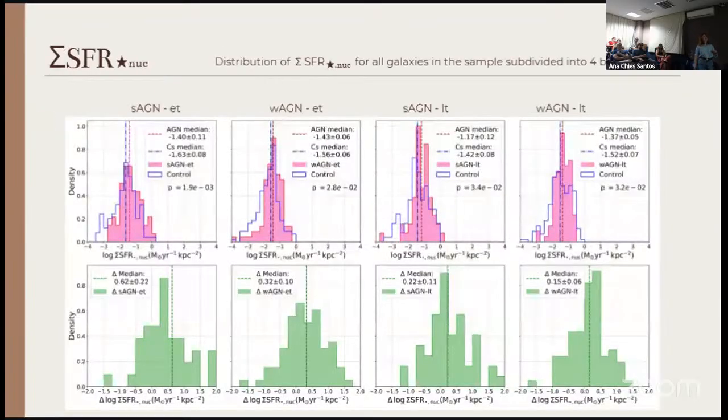When you see the histograms of the nuclear star formation rate of these galaxies, we can see the most difference in star formation rate is in the strong AGN early type. The AGN is the pink one, and the control is the blue. So you can conclude that even with a small difference, in all bins, the AGN have higher star formation rate in the center compared to their controls.